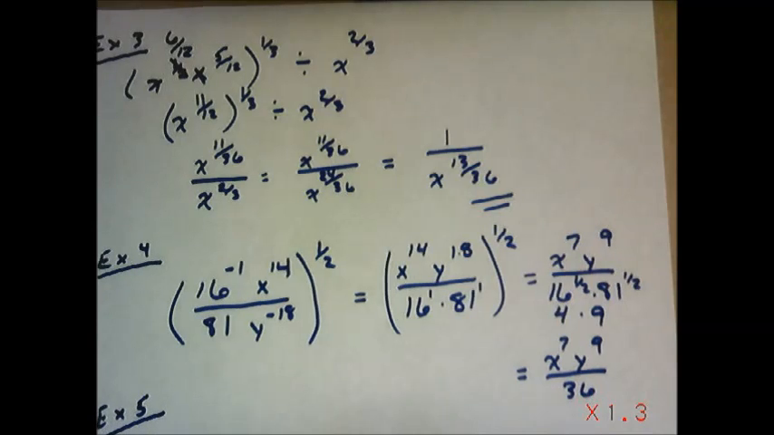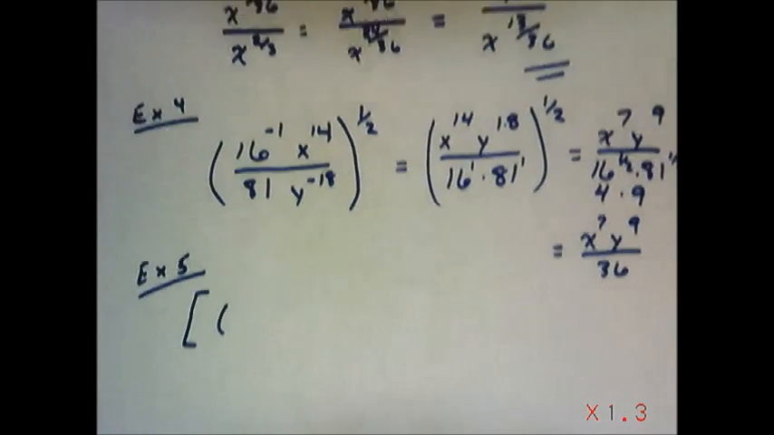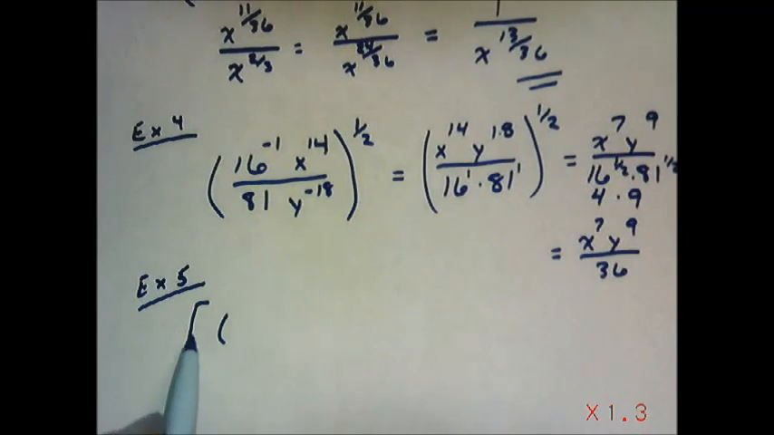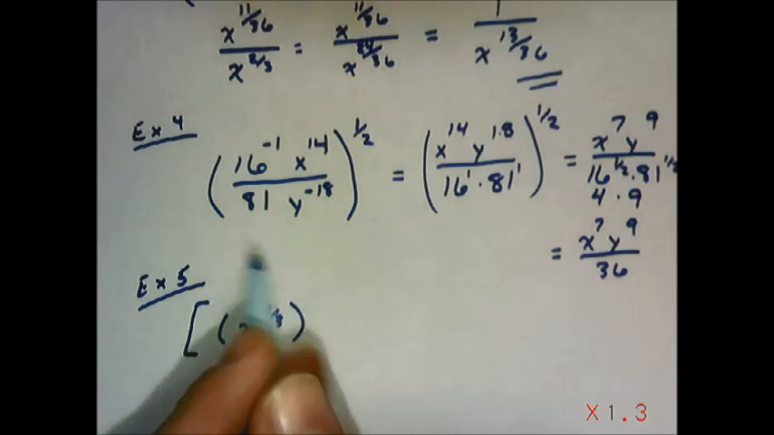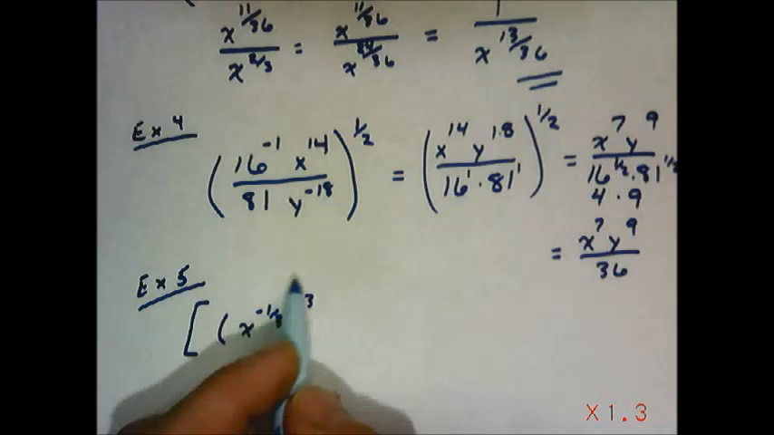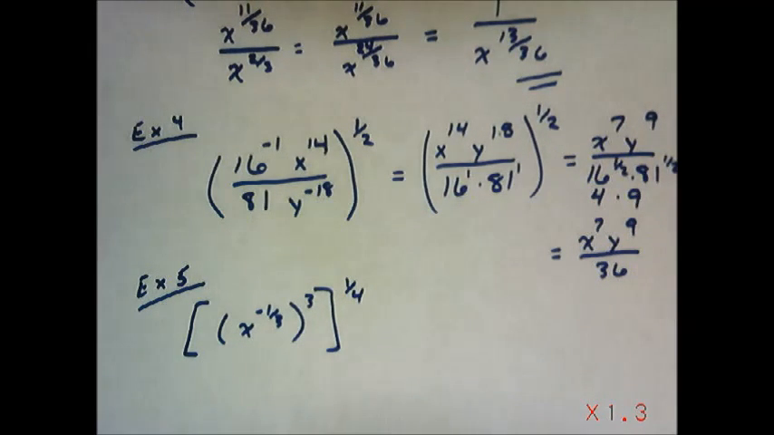In example 5, we're going to throw some brackets at you. So let's say, oh, you can't see that. There we go. Let's say we have the quantity of the quantity x to the negative 1/3, all to the 3rd power, and then that quantity taken to the 1/4 power. How would we go about solving this?